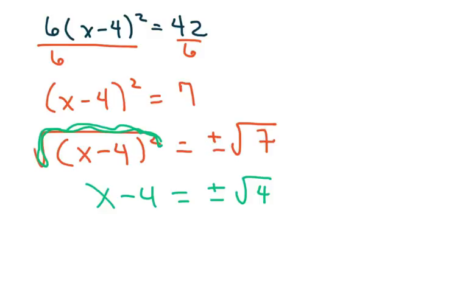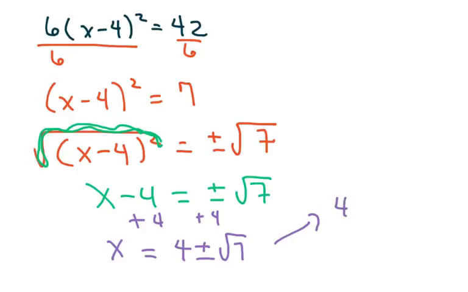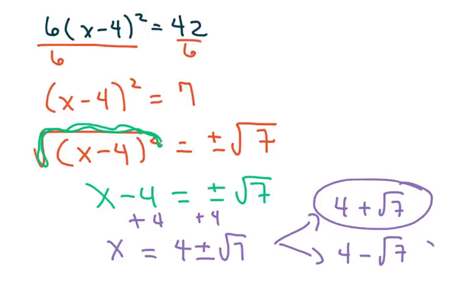So that's 7. Now I'm adding 4 to both sides because I'm solving for x. So you add 4, your solutions are going to be 4 plus and minus root 7. So all that means is one solution is 4 plus root 7, and the other solution is 4 minus root 7. So there's your two solutions. Those are the exact solutions. If you need to approximate it, then just put it in the calculator.